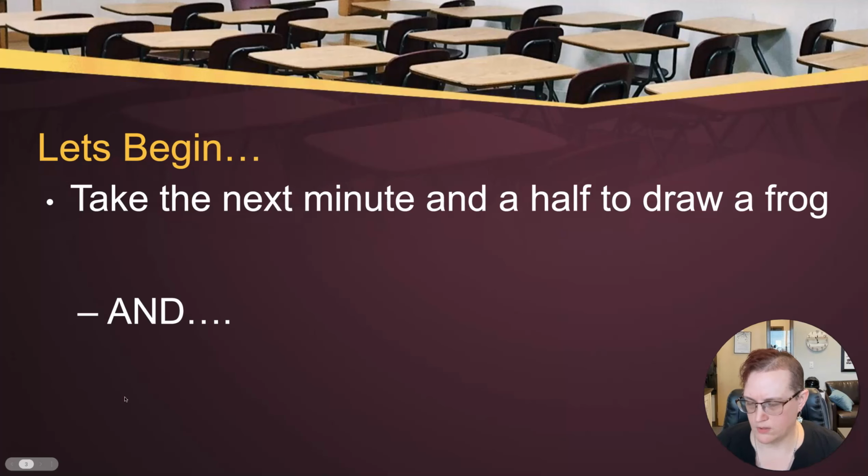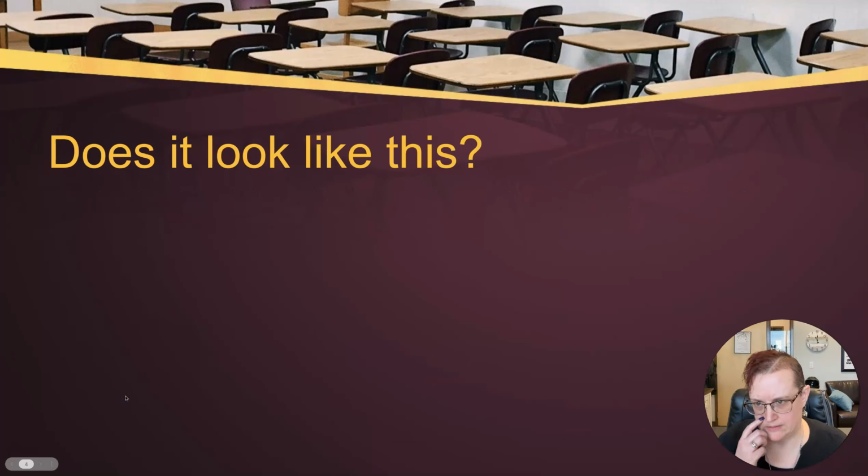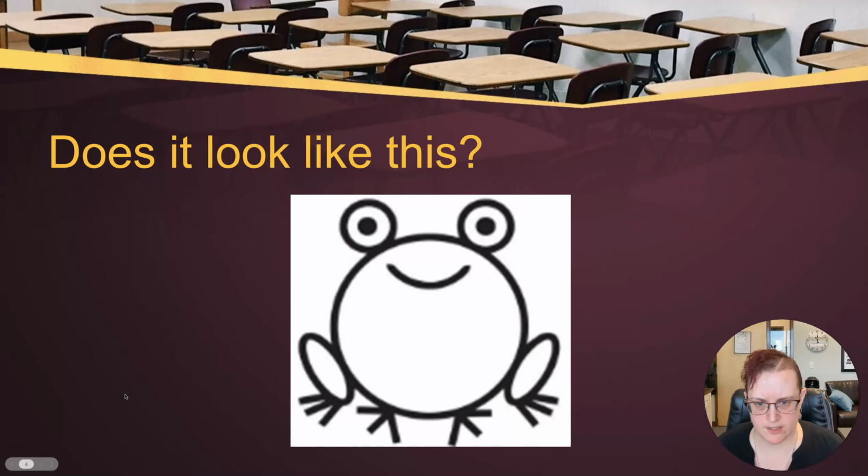Think about what it would look like. This is what I expect it to look like. So when I told you to draw a frog, I expect it to look like this. When you drew your frog, does it look the same? You need to visualize what you want the students to give and make sure that you are explicit in your instruction on what to do.